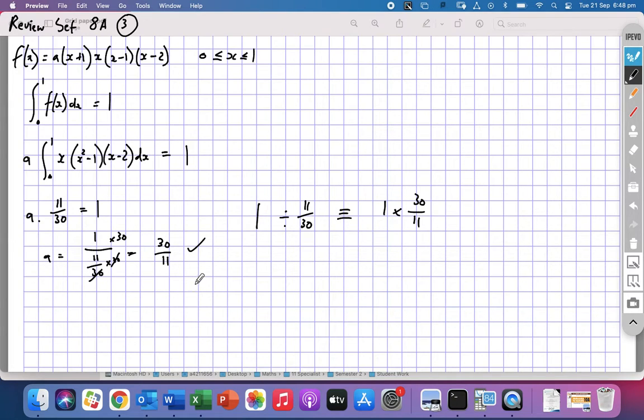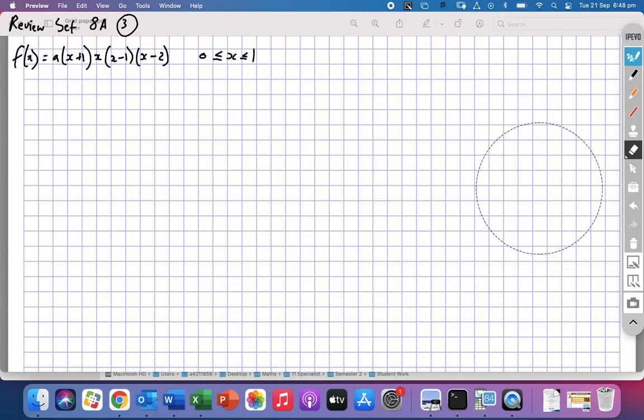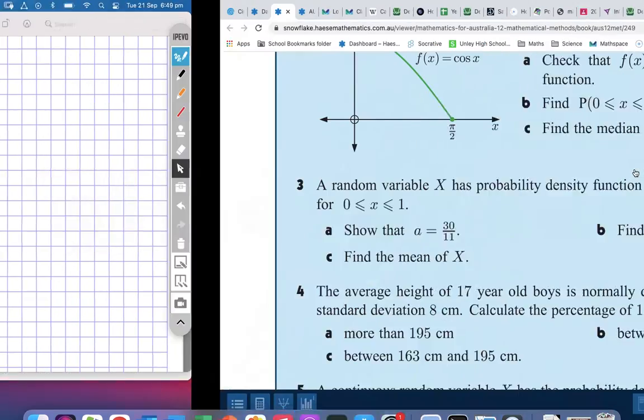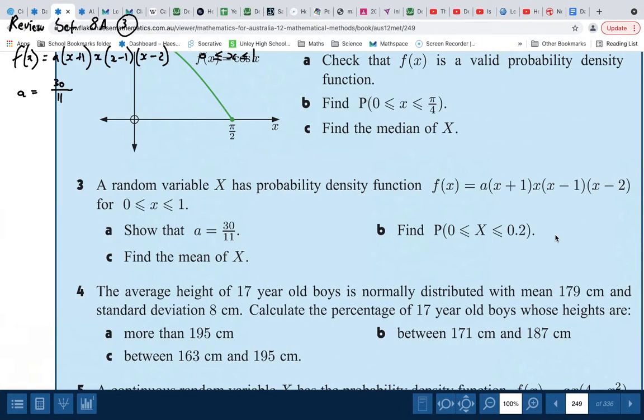Okay, so that's part 1 there. We got a is 30 on 11. That's pretty typical of an exam type question where they'll show you the answer so that you can move on to the second part of the question if you can't get it.